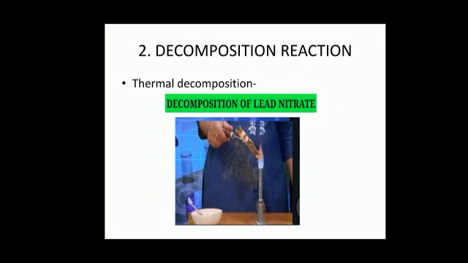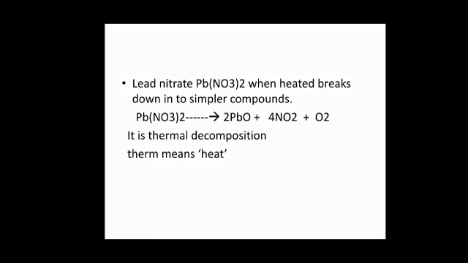Look at the image. What I have shown in this picture is actually thermal decomposition of lead nitrate. What can you observe, students, here? You can see, I think, brown color fumes in the test tube. This brown color fumes clearly indicates that lead nitrate has decomposed into simple compounds. And this brown color gas which is evolving is a characteristic nitrogen dioxide gas. Look at the equation. Lead nitrate, when heated, breaks down into simple compounds.